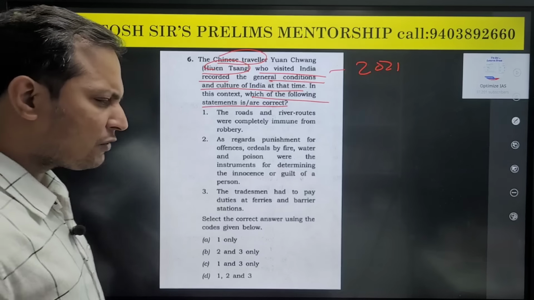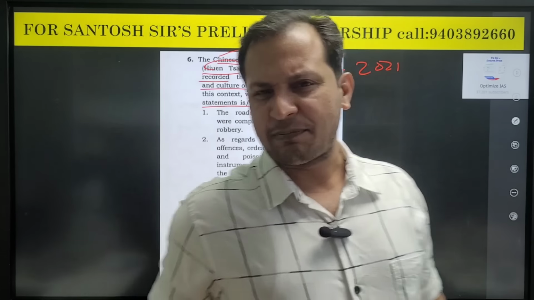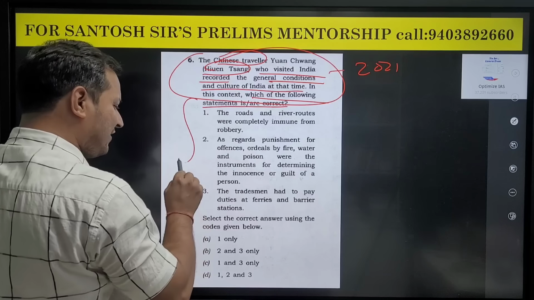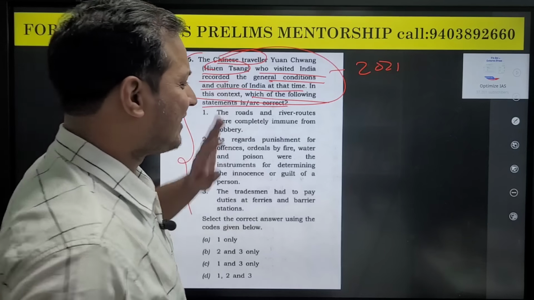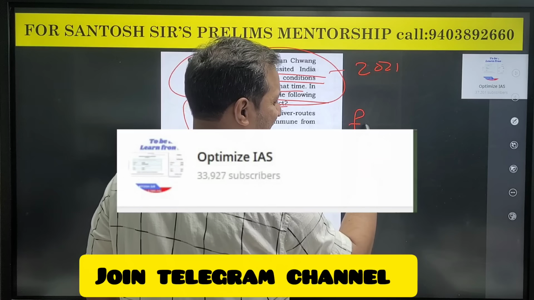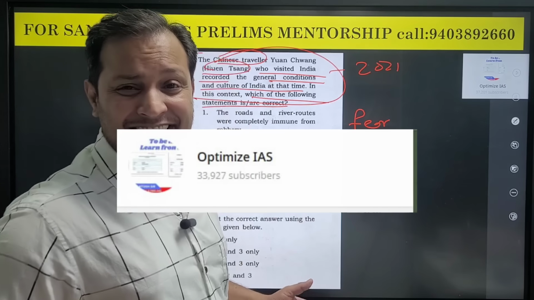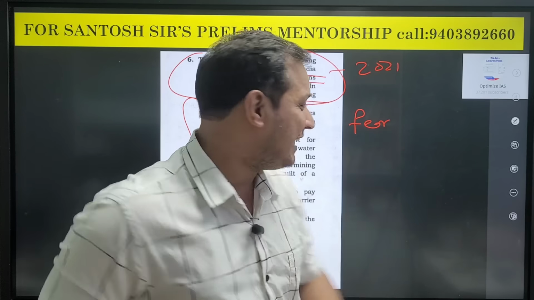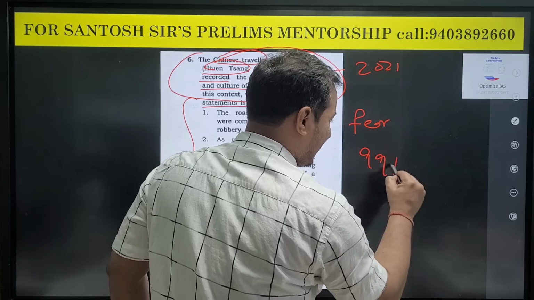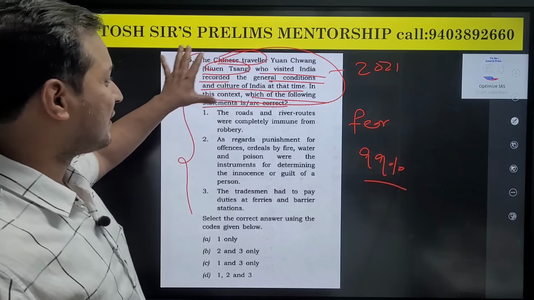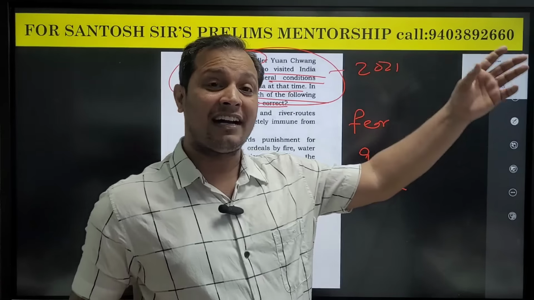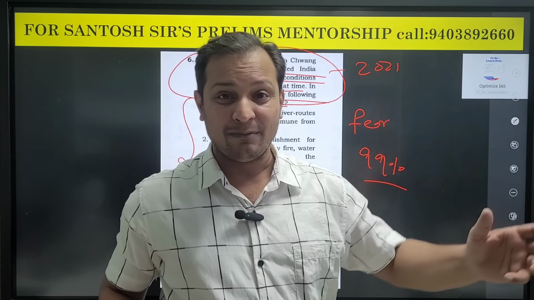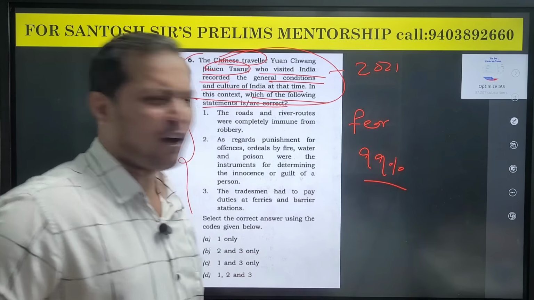99% of the aspirants, I'm telling you, just by reading this part, will not even read the options. They will get fear. Oh, I have not read this. I can't solve this. Just by reading what Huan Tsang has written about Indian culture and Indian cities at that time, they will get fear. They will not even read the options.